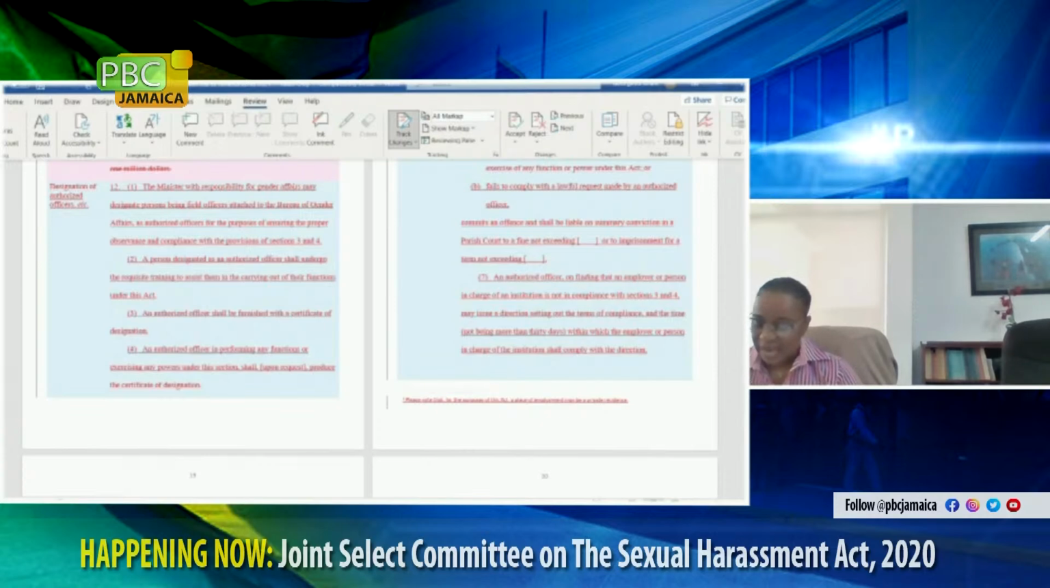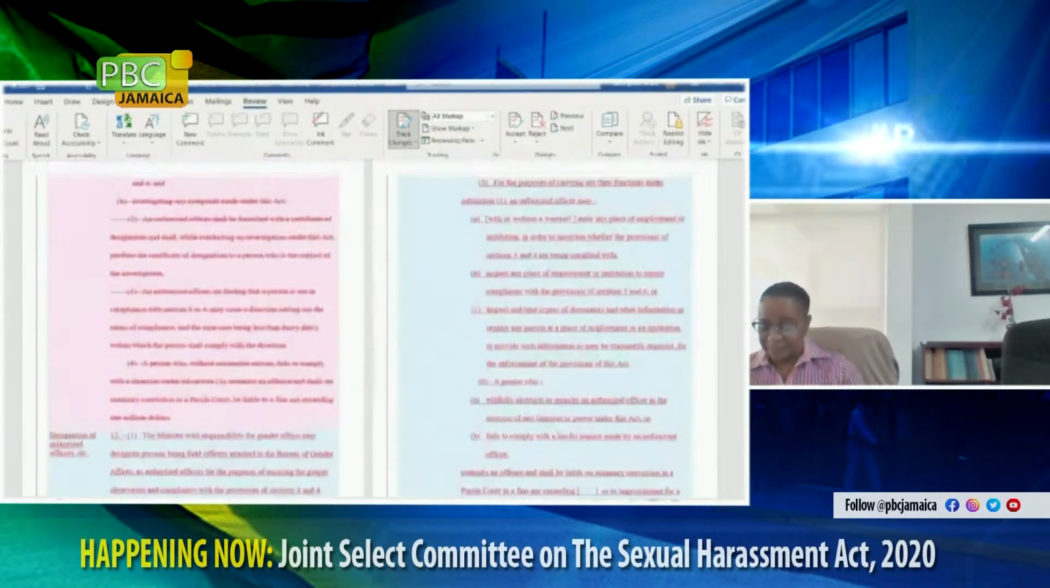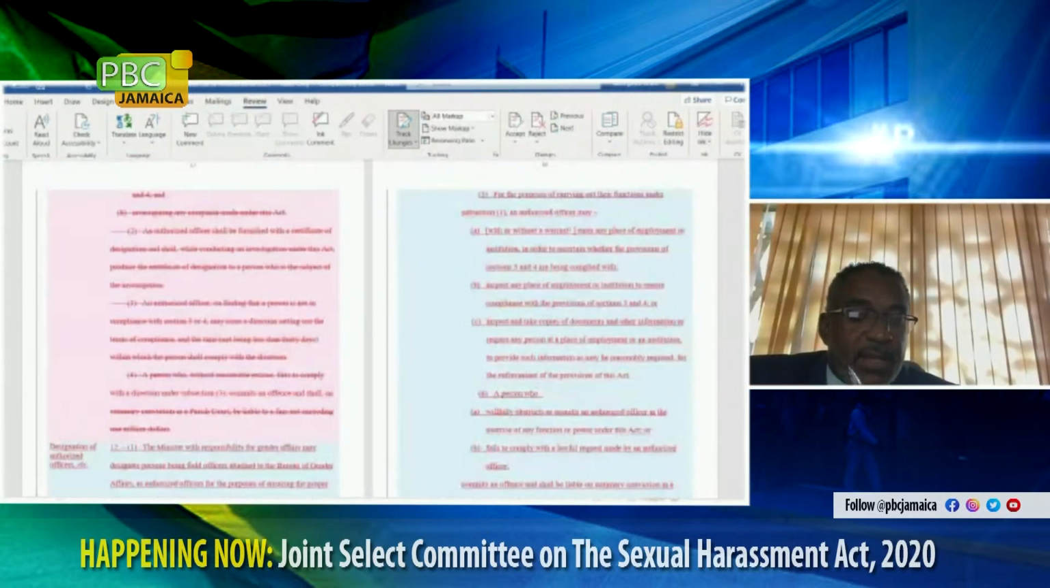Subclause 3, an authorized officer shall be furnished with a certificate of designation. Subclause 4, an authorized officer in performing any functions or exercising any powers under this section shall, upon request, produce a certificate of designation. Subclause 5, for the purposes of carrying out their functions under subsection... Sorry, why do you have it written like that in terms of the request?